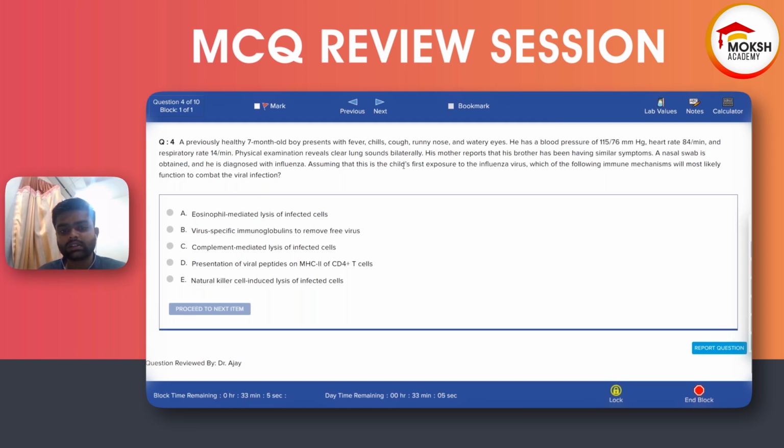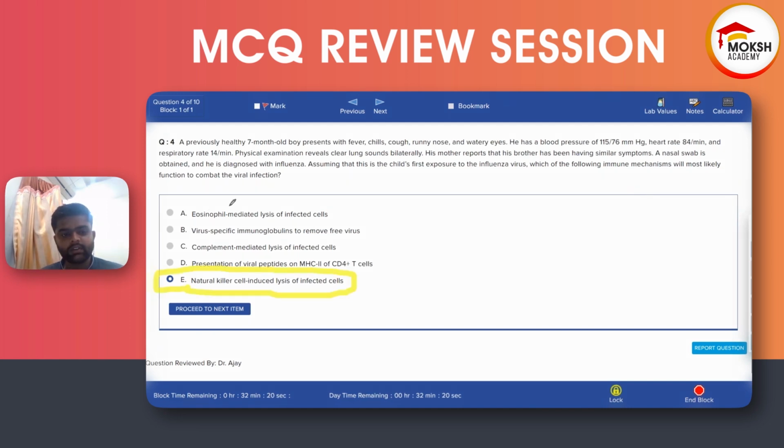Assuming this is the child's first exposure to influenza virus, which of the following immune mechanisms will most likely function to combat the virus? So this patient will have a natural killer cell induced lysis of infected cells.